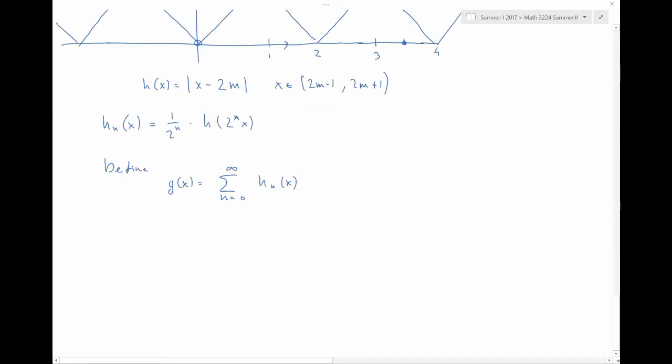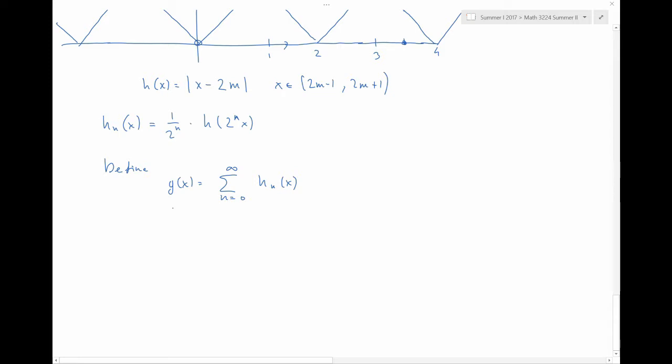This is not the first time you see a function defined as a sum. Take, for example, a Taylor series. A Taylor series is defined as a sum of polynomial terms. So the big question here is, well, since each h n of x is continuous, will g of x be continuous as well? Will g of x be differentiable? And that's the question we're going to answer.